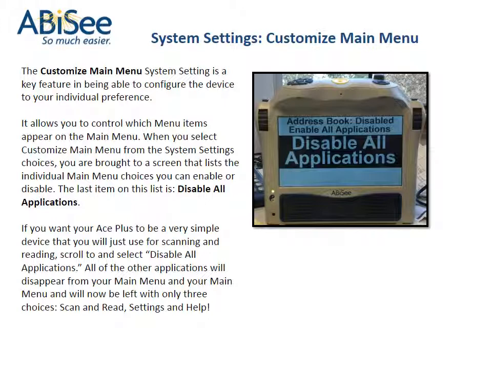If you want your Ace Plus to be a very simple device that you will just use for scanning and reading, scroll to and select Disable all applications. All of the other applications will disappear from your main menu, and your main menu will now be left with only 3 choices: Scan and Read, Settings and Help.